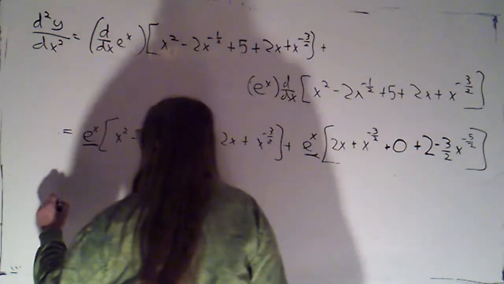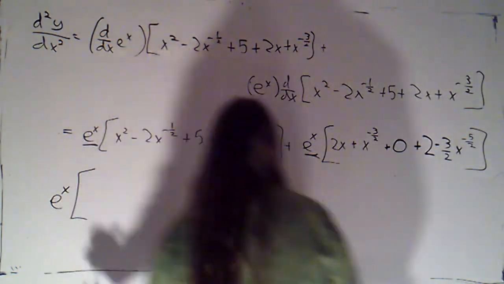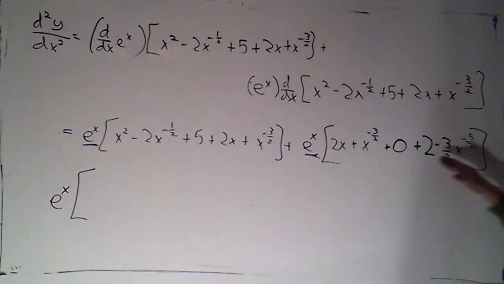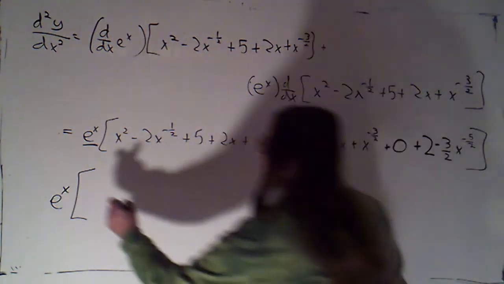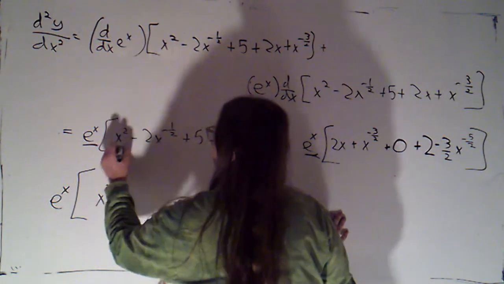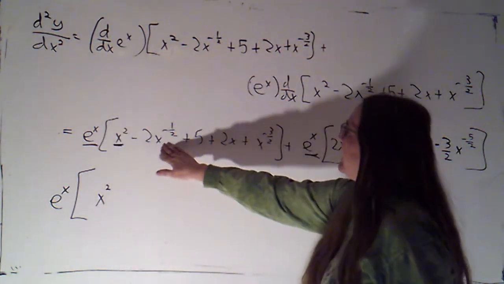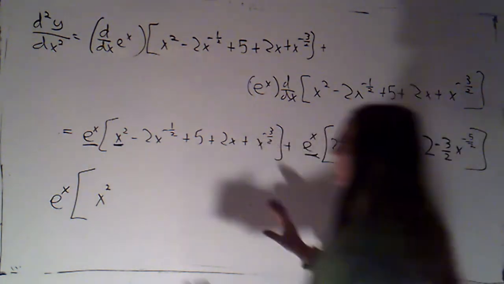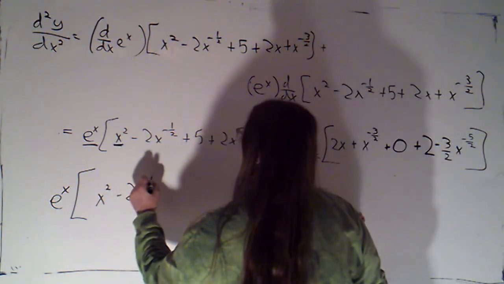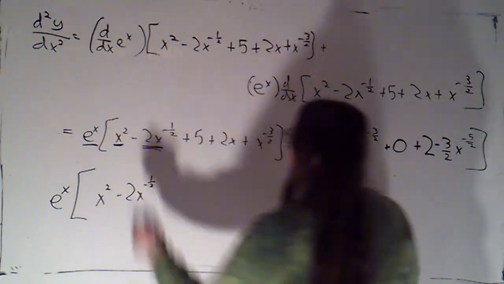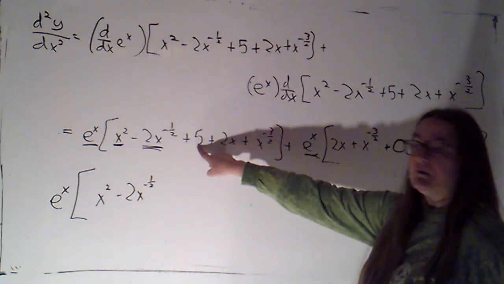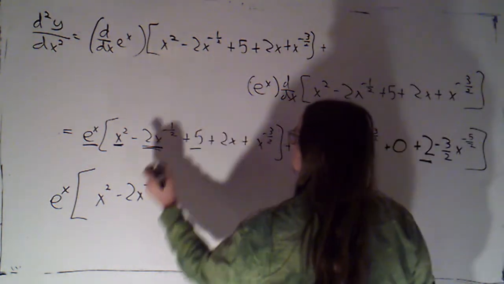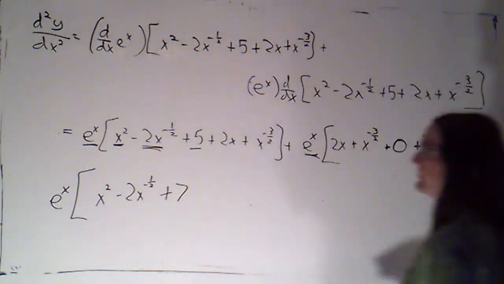So if I factor out e to the x, I'm going to just look. I've got an x squared. Do I have any x squareds over here? No. Okay, so I've dealt with that term. This is some x to the negative 1/2. I don't have any of that, so I'm just going to have minus 2x to the negative 1/2. Now, this is just a constant. There's a 5 and there's a 2 here. I could combine those. That's going to be plus 7.